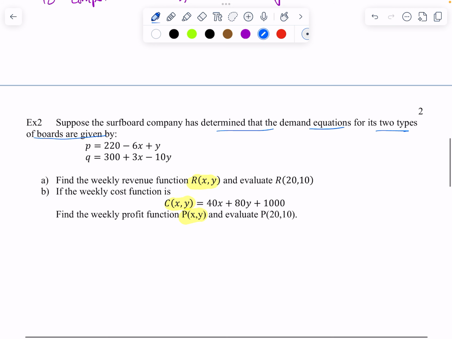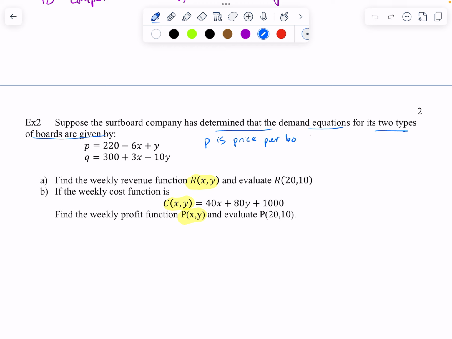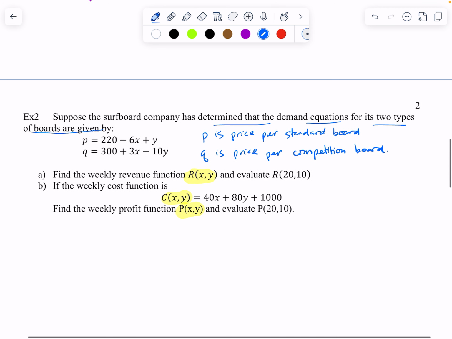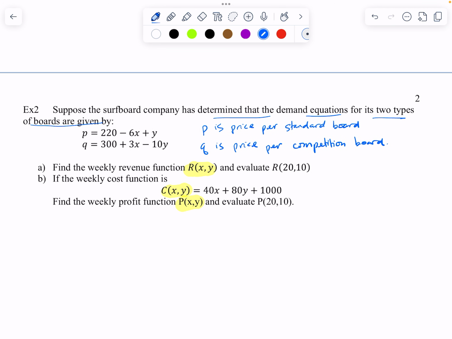So what this is saying is that P is the price per standard board, meaning for the x variable. And then Q is the price per competition board. We want to find the weekly revenue function, which is R of x, y, and then evaluate that function at 20, 10.